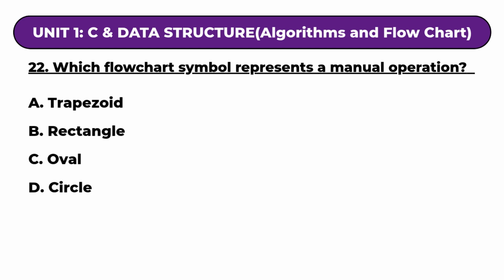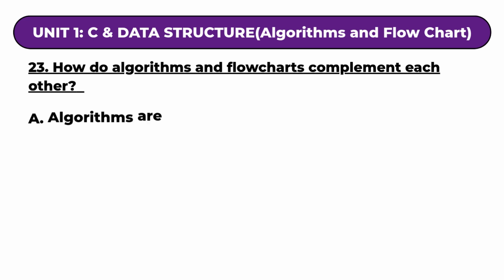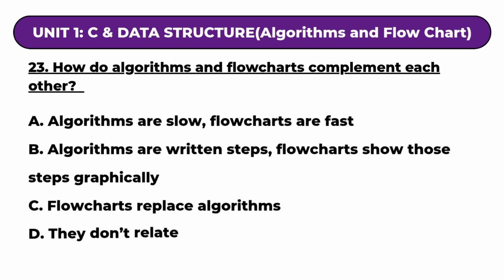Which flowchart symbol represents a manual operation? A, trapezoid. B, rectangle. C, oval. D, circle. Correct answer? A, trapezoid.